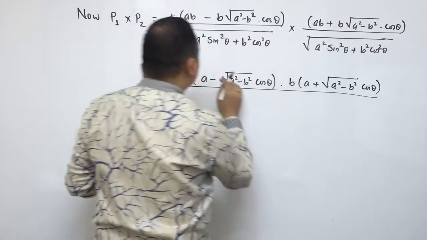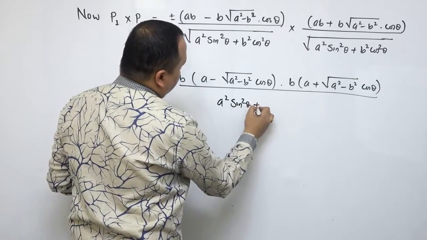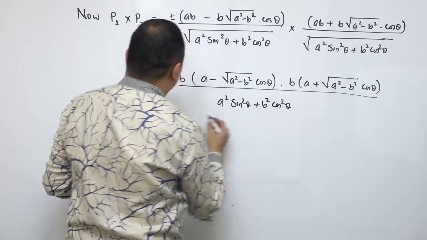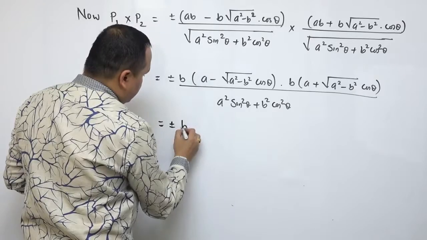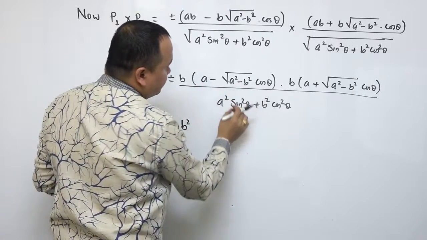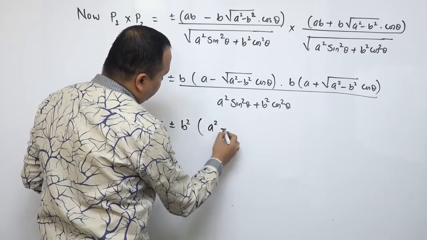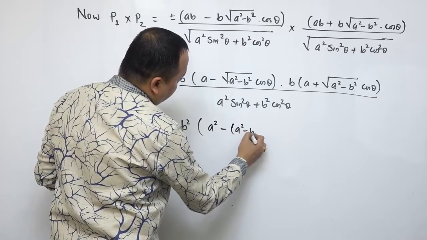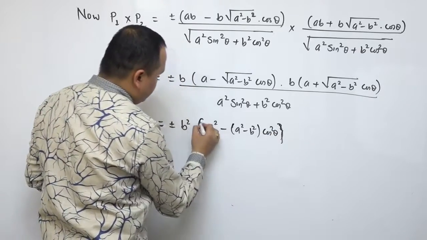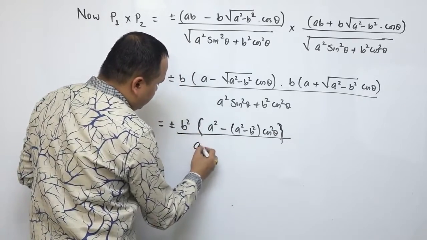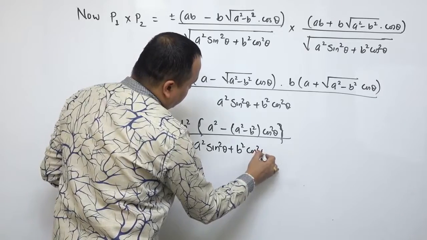Divide by this into this, which is just A square sin square theta plus B square cos square theta. This is plus minus B into B, B square, here A minus B, A plus B, which is A square minus B square. A square minus A square minus B square cos square theta, cos square theta, upon A square sin square theta plus B square cos square theta.